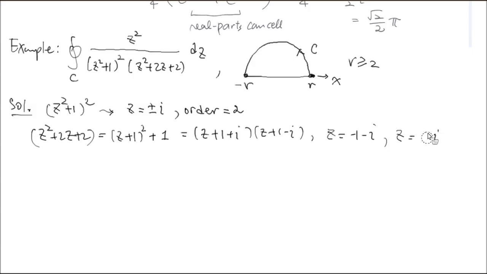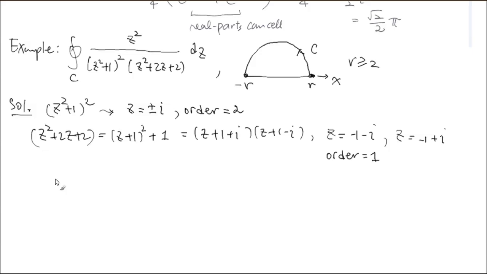Make sense? If you set each of the factors equal to 0. This time the orders are 1, right? There's no higher power appearing here. So it's order 1. So that corresponds to simple poles. Okay? So for the sake of time, I'm just going to give you a formula for how to calculate the residue when it is not a simple pole.